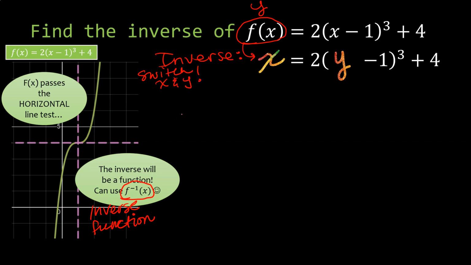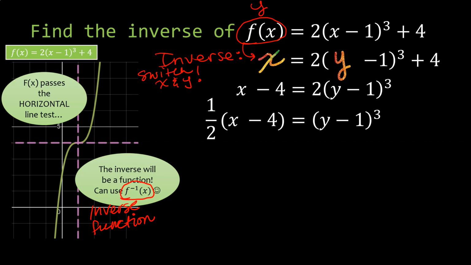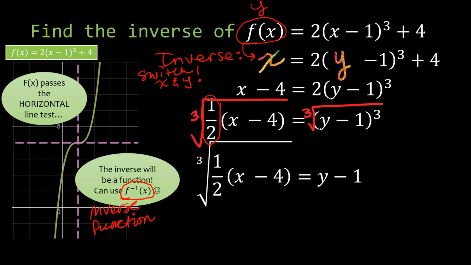Now, we don't normally write a function looking like that. So we're going to go ahead and solve for y. Minus 4 divided by 2, and we're going to write that the fancy way. What's the fancy way of dividing by 2? Multiply by 1/2. And then we're going to cube root both sides. And then we are going to add 1.